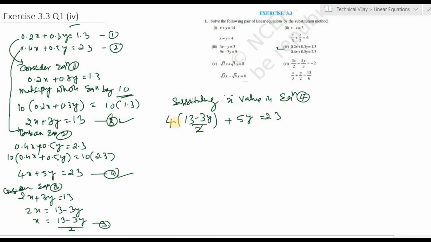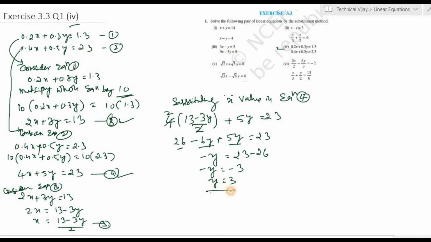So here 2 1s are 2, 2 2s are 4, 2 13s are 26, minus 6y plus 5y is equal to 23. So here minus 6y plus y, it will be minus y. So minus y plus 26 is equal to 23. This 26 we have sent to the RHS side, minus 26. So minus y is equal to minus 3. So y is equal to 3. So one value we got.